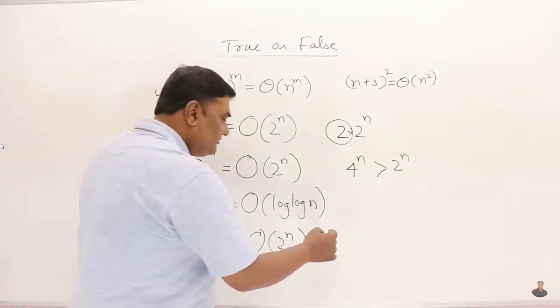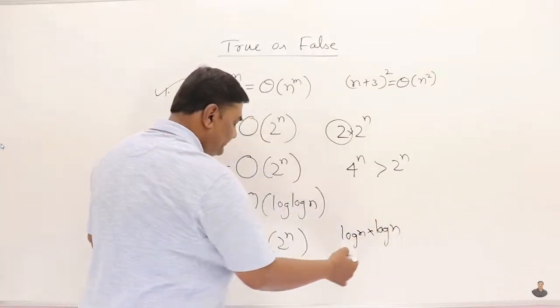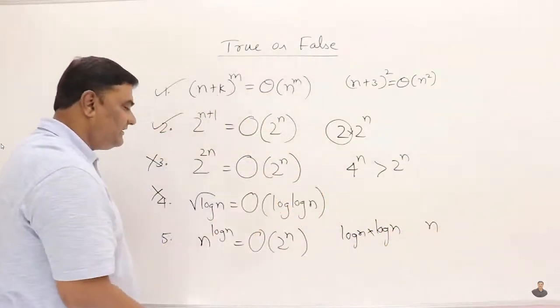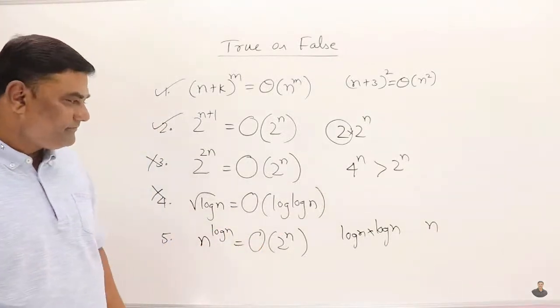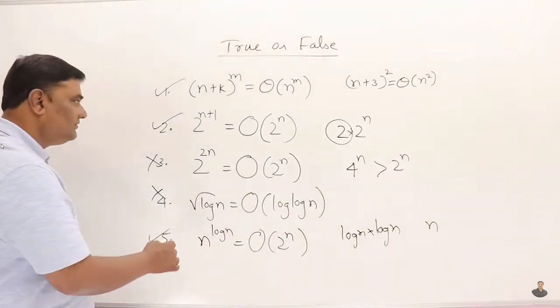Okay, this one. If I apply log on both sides, this will be log n into log n. So that is log square n, and that is just n. So that n is greater. So yes, this is big O. This is big O. Right? So this is correct. So that's it.